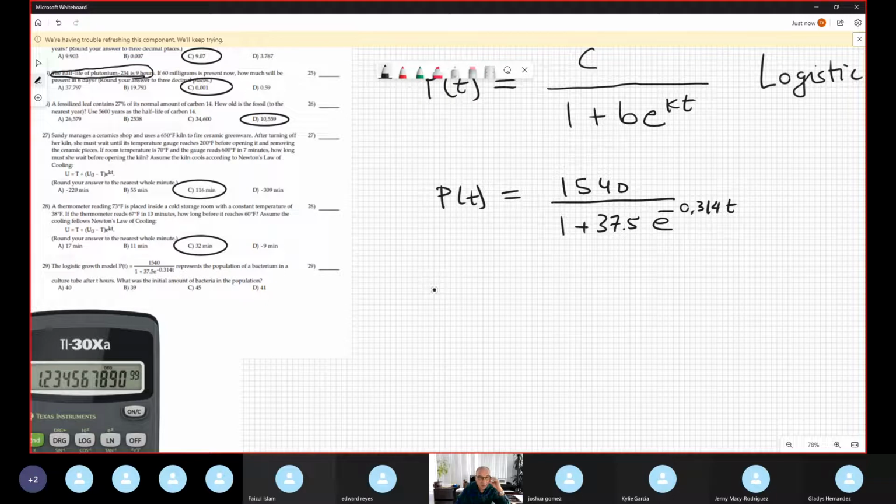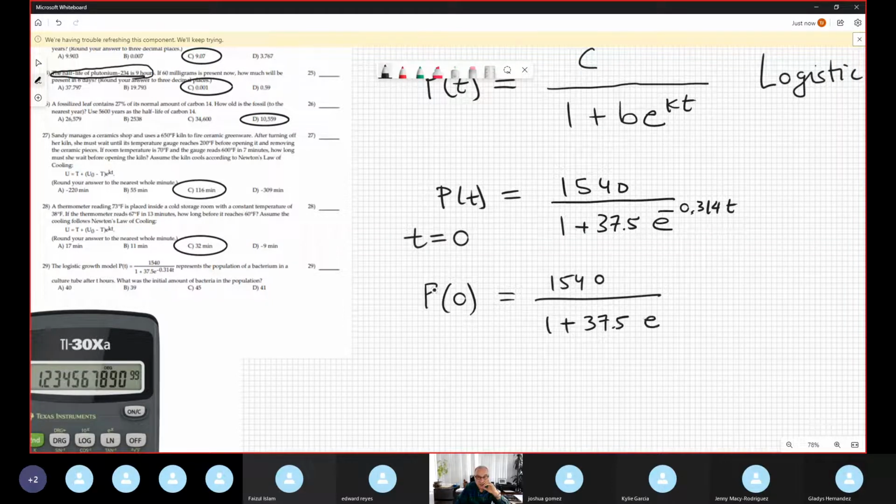Initial means at t equals 0. When you hear the word initial, it's t equals 0. I'm plugging in 1540 over 1 plus 37.5 e to the minus 0.314 times 0. Any number multiplied by 0 is 0, and 0 has no sign, negative or positive. e to the 0, or any number to the 0, is 1. That part is invisible, and the only thing you should do is compute the rest.